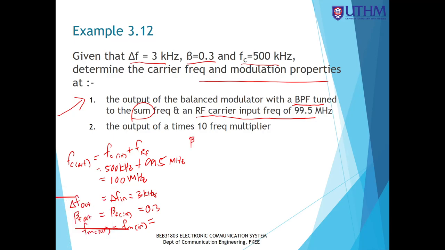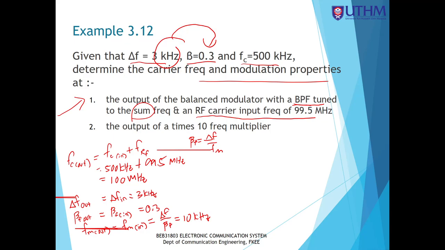If you remember that beta F is equal to delta F over FM, so now we want to find FM. That means FM is equal to delta F over beta F. So it is equal to 3 kilohertz divided by 0.3. So you're going to produce 10 kilohertz. Okay, so 3 kilohertz divided by 0.3, you akan dapat 10 kilohertz. What about the bandwidth? The bandwidth is still the same.